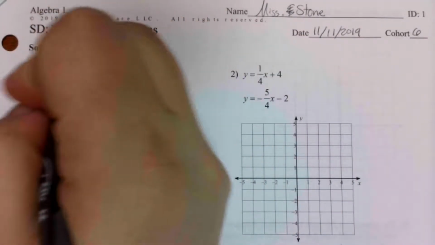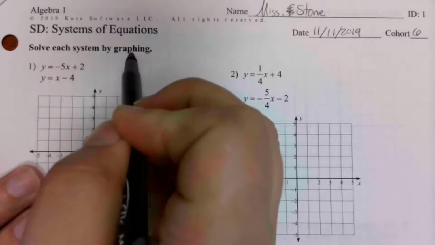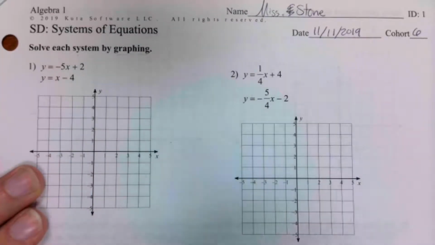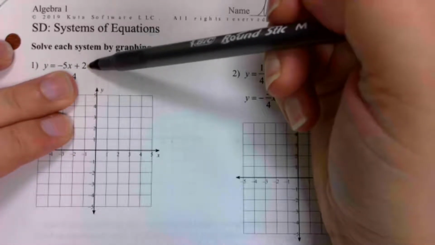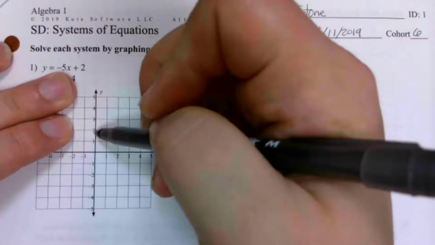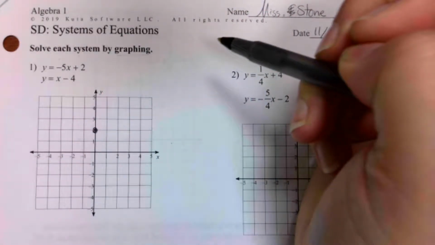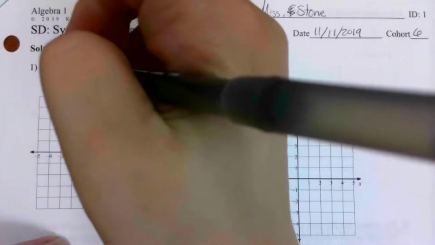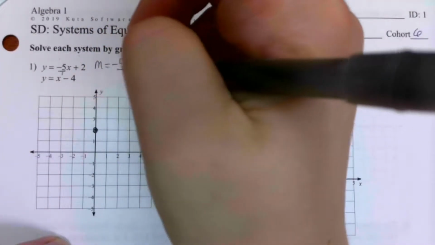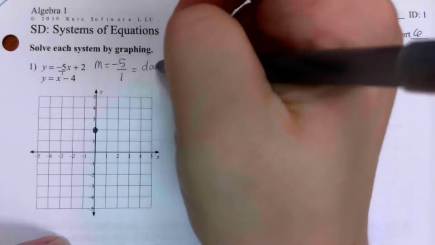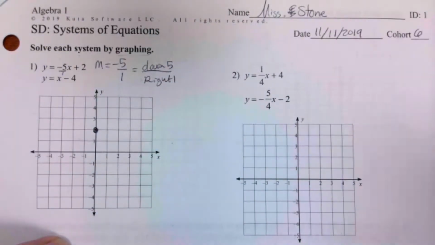We need to solve a system. System just means we have two equations and we're going to graph it. They told us to do it by graphing. So I'm going to start with the first one. My y-intercept is 2. That means I go up 2. My slope is -5/1. That means down 5, right 1.